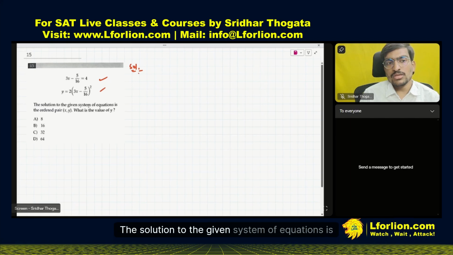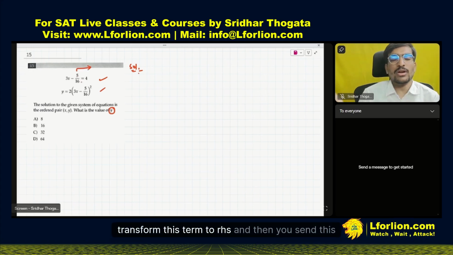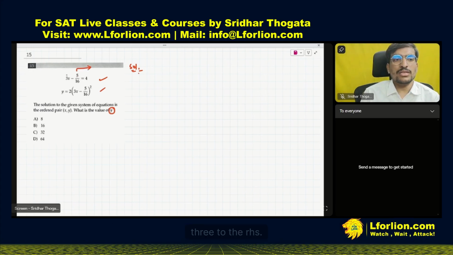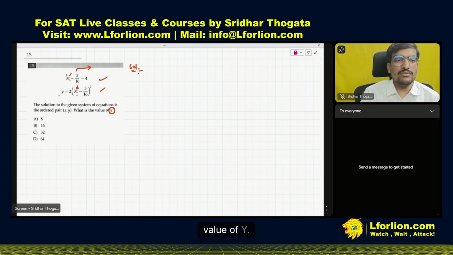Now coming to question number 15, they given two equations. The solution to the given system of equations is the ordered pair (x, y). What is the value of y? This is what we need to find. So how are you going to do that? Generally we transform this term to the RHS, send this 3 to the RHS, then you get the value of x, and then you substitute x here to get the value of y.